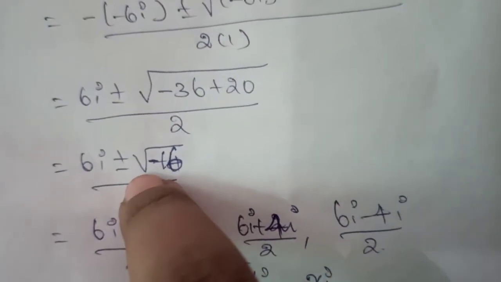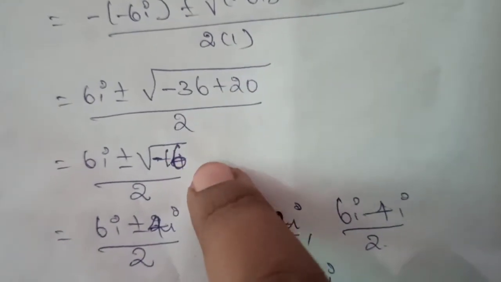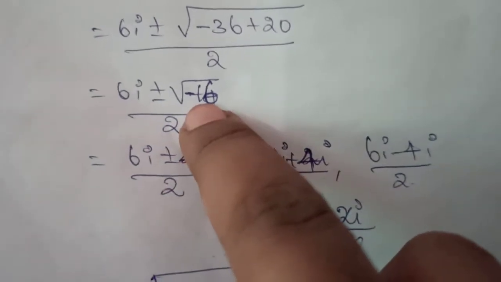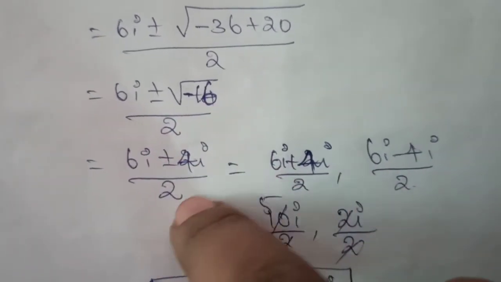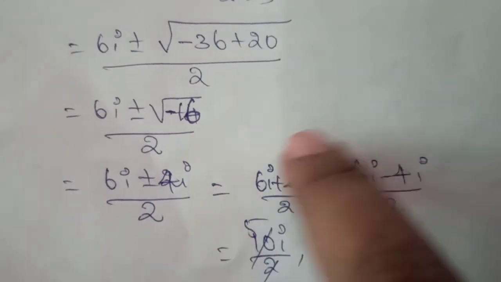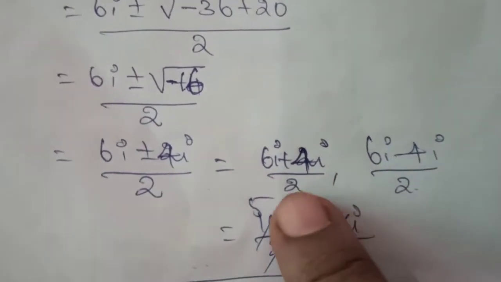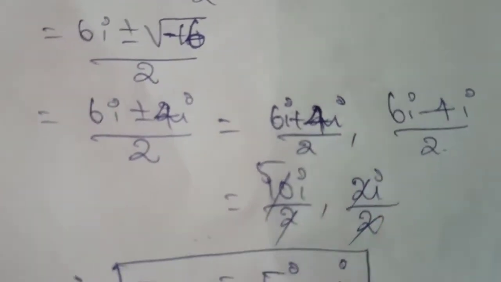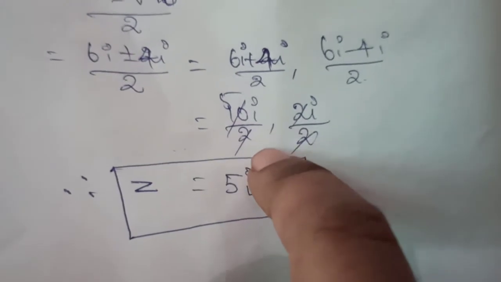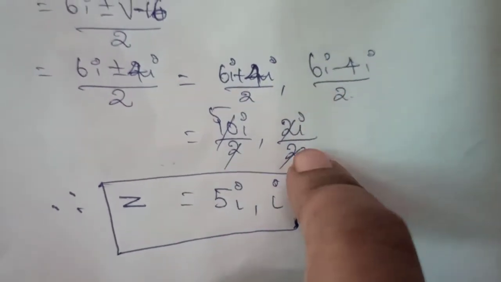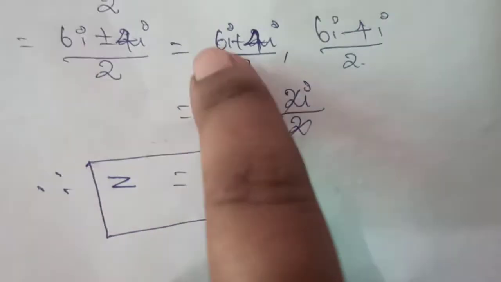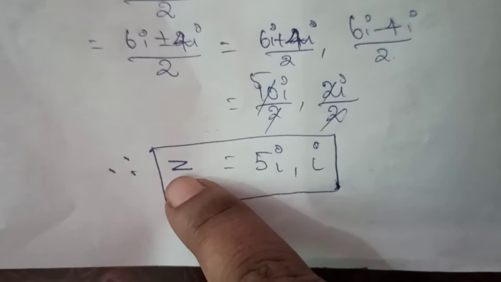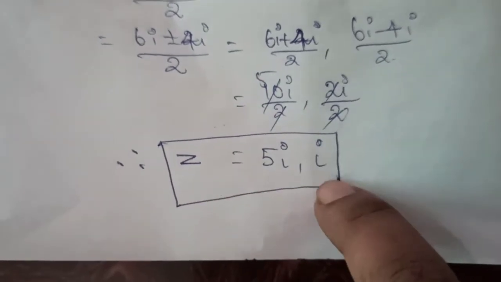That is 6i plus or minus root of minus 16, divided by 2. Root of minus 16 is 4i, divided by 2. So add and subtract this value: (6i + 4i) divided by 2, comma, (6i - 4i) divided by 2. This becomes 10i by 2, and subtracting gives 2i divided by 2. The 2s cancel, and 5 2s are 10. Therefore the fixed points of z are 5i, comma, i.